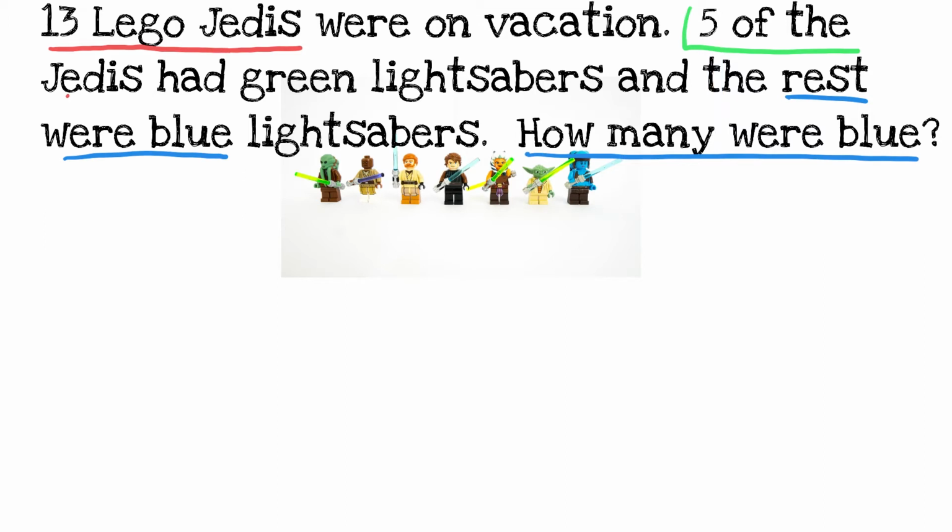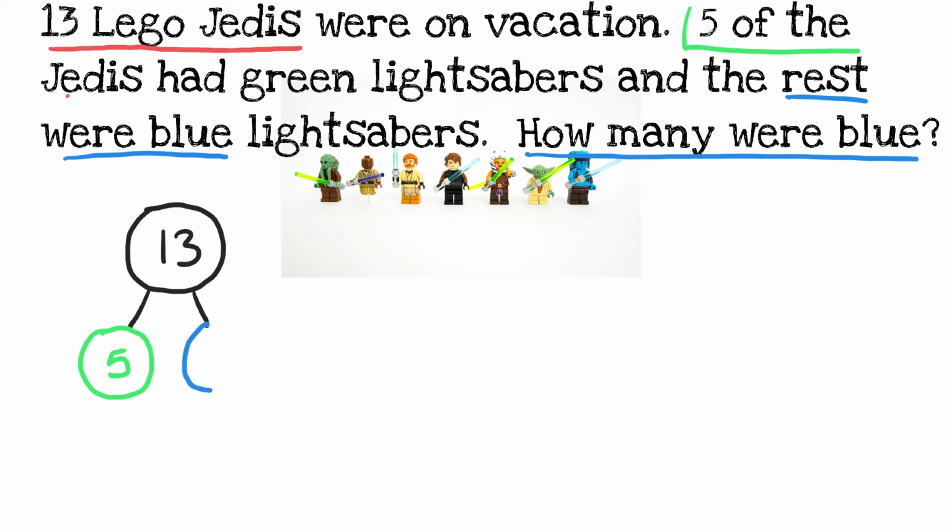So let's go ahead, and I want us all to draw a number bond right now. Let's draw a number bond right over here, and we're going to put 13 as our total. And now we have our two parts. So one of our parts is going to be the green lightsabers. So let's make a green part right here, and that's 5. And then the second part is going to be our blue lightsabers. And we don't know how many are there. So we're going to leave that blank for the time being.